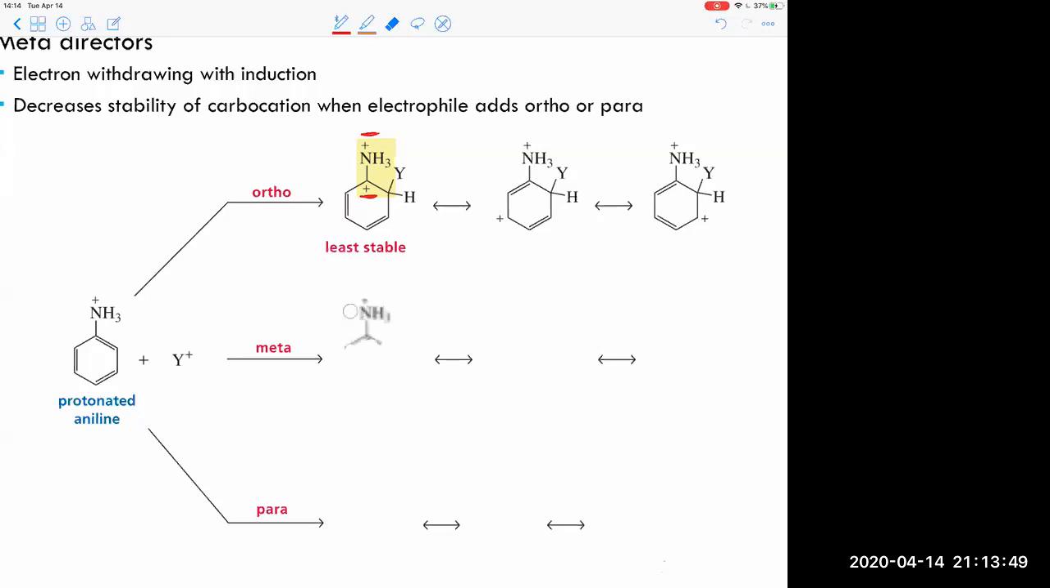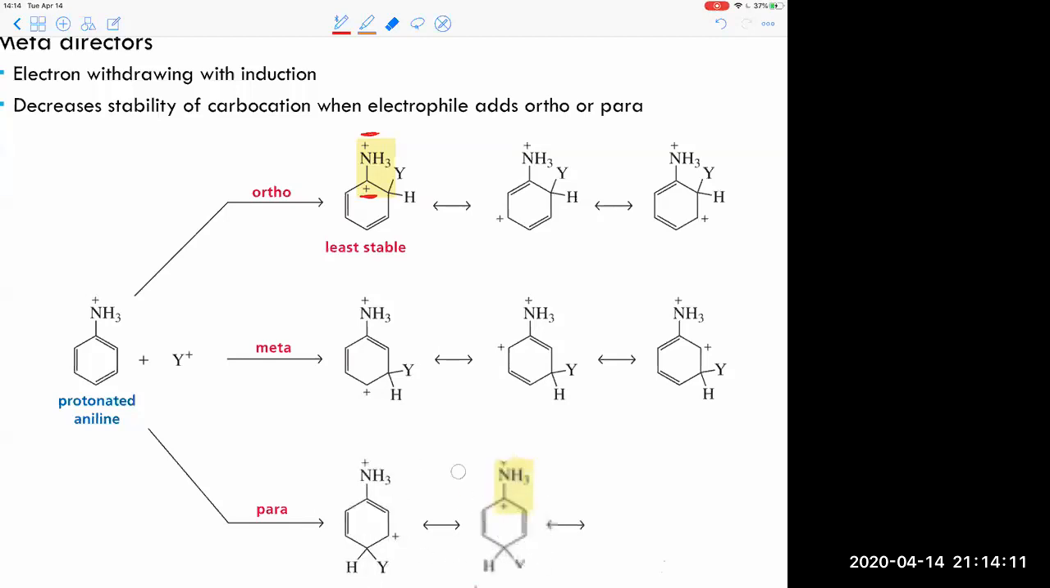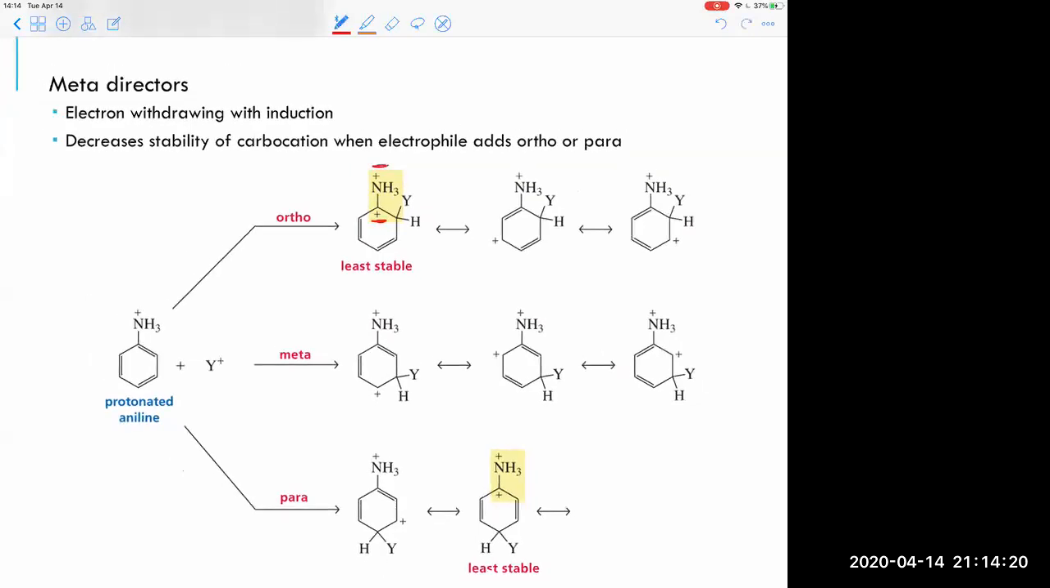If you have meta substitution, you don't ever run into that problem when you draw all the resonance structures. You never have a situation where the carbocation is located directly next to your electron withdrawing group. Likewise, when I have my para substituent, I'm going to be able to bounce that carbocation around and get to a structure where the positive charge is located directly next to that group. That is, again, not good.